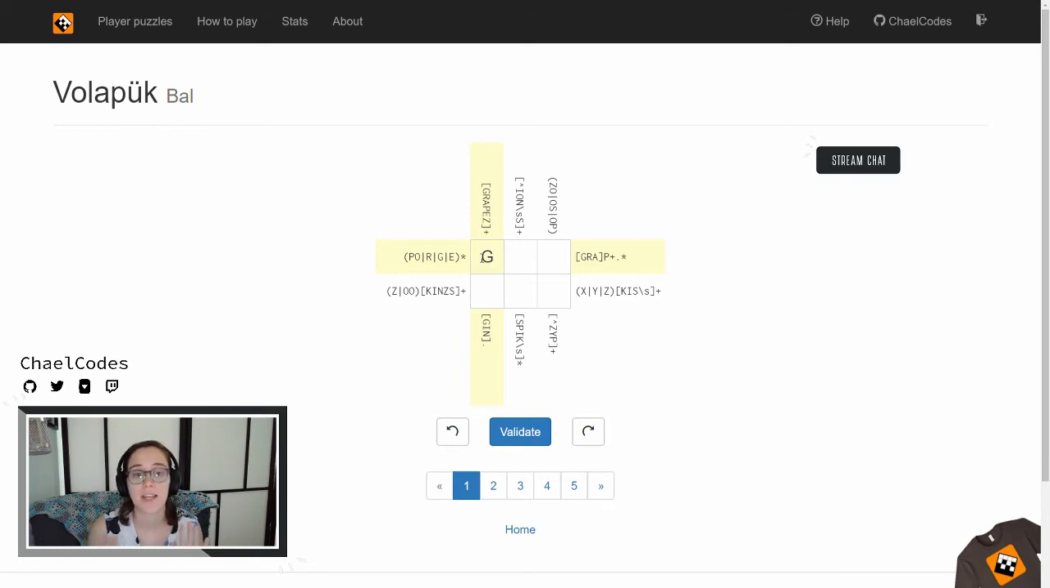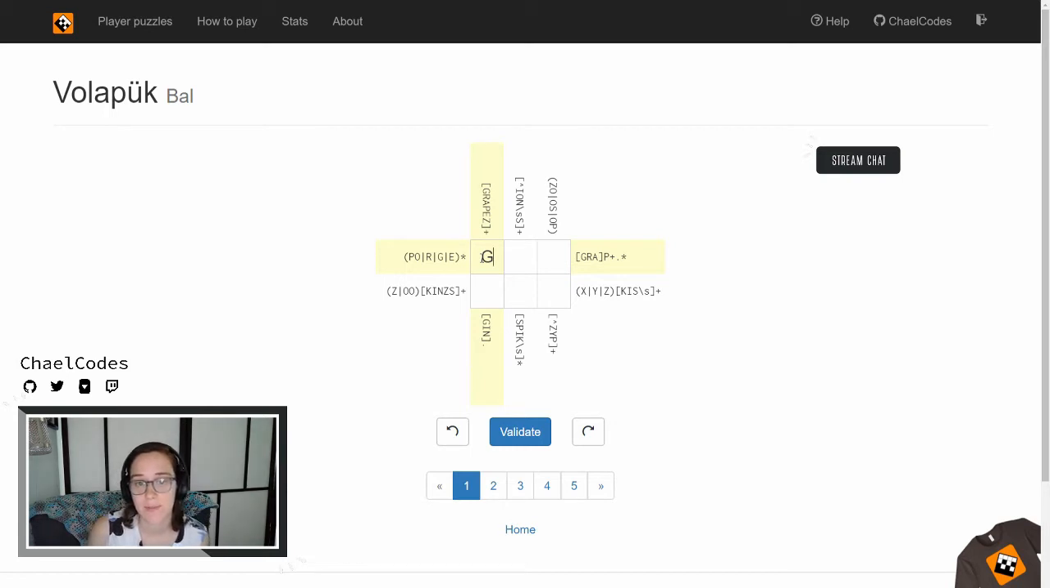If I look at my left regex pattern, I see P-O-R-G-E, and I've got ors between P-O-R-G and E, so it validates against the left one because of that G there. If I look at my right regex pattern, it looks like it has G-R-A as that first character set, and G is in that, so I do validate against my right regex pattern as well.